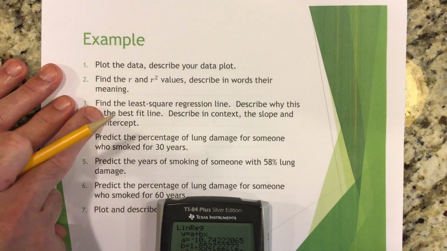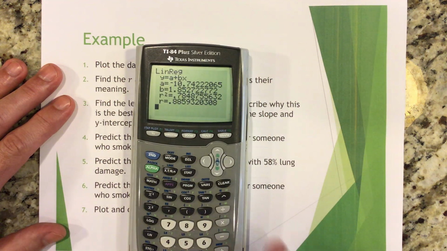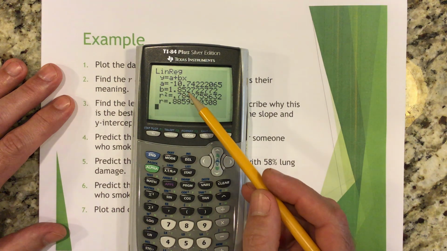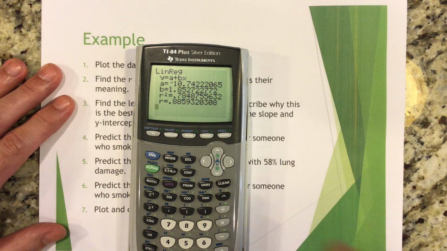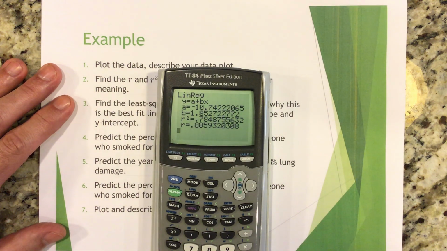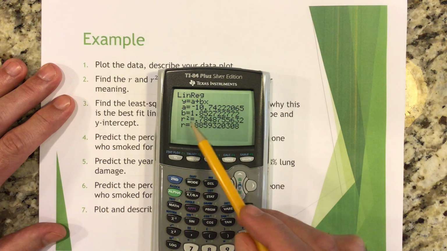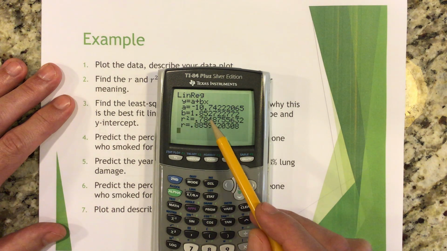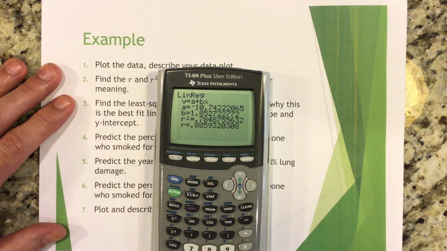All right. Find the least squares regression line. Well, there it is. We have that on the same screen. So our slope is approximately 1.85, and our y-intercept is negative 10.7. All right, now in context, what does that slope tell me? Well, that tells me it's a rate of change, right? A slope. So for every year a person smokes, that's how much more lung damage they would expect. About 1.85% more damage to the lungs.